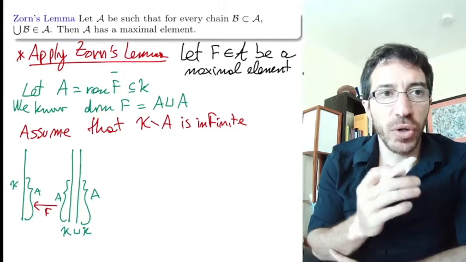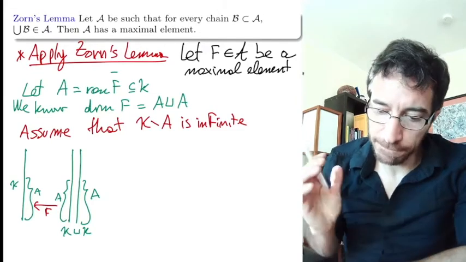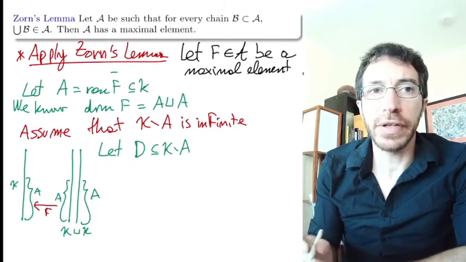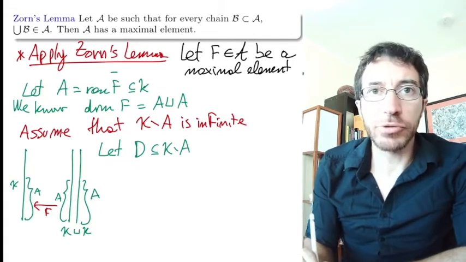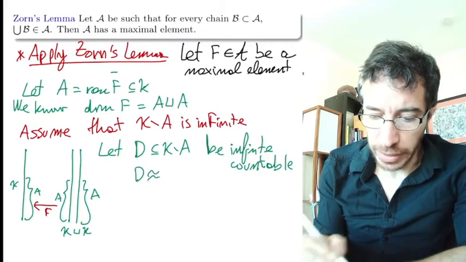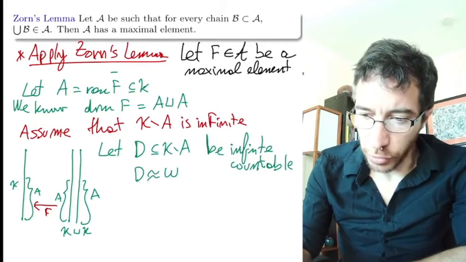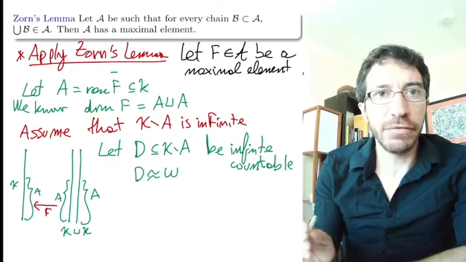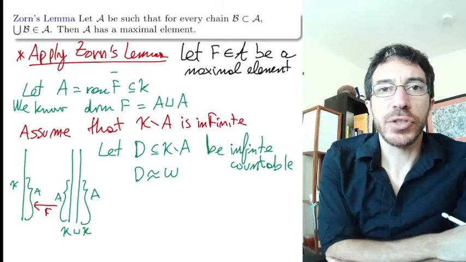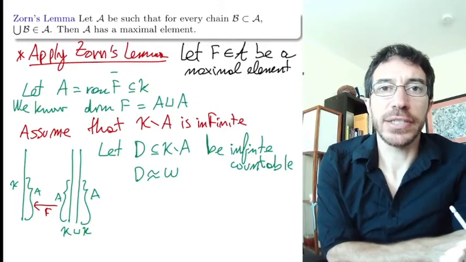Okay, so how are we going to do that? Well, here's the trick. Since kappa minus A is infinite, we can pick an infinite subset D that is countable and infinite. In other words, D is equinumerous to omega, right? We've done this before. We showed that if you have an infinite set, you can always have a one-to-one mapping from omega into it, right?